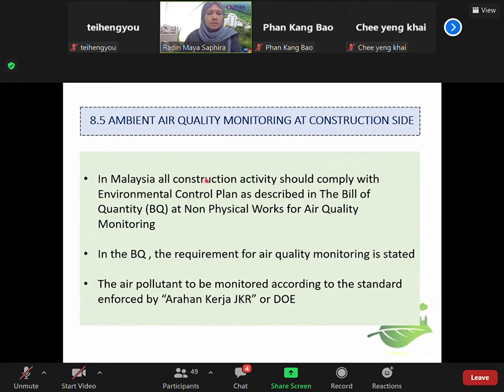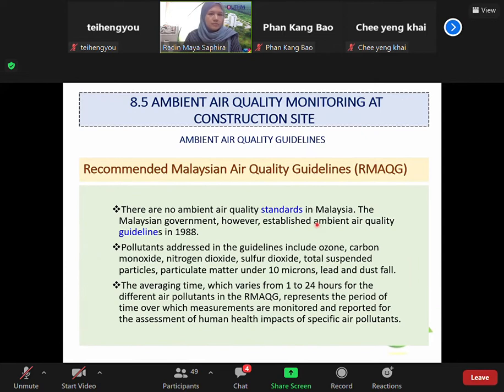Okay, so all the construction activity must comply with the environmental control plan as described by the bill of quantity, BQ, at non-physical works for air quality monitoring. So at the BQ, air pollutant is one of the criteria to be monitored, as a standard by JKR and also the DOE, Department of Environment. Actually there is no ambient air quality standard in Malaysia, but we have the recommended Malaysian air quality guideline. Ambient means the outside air.